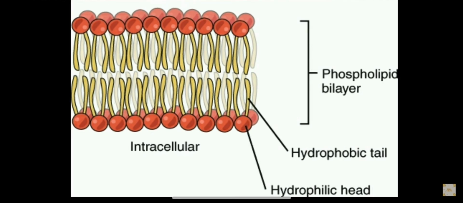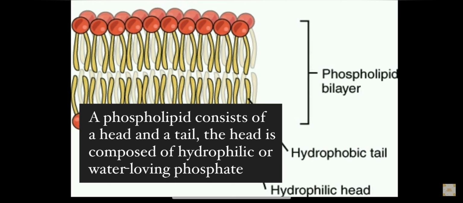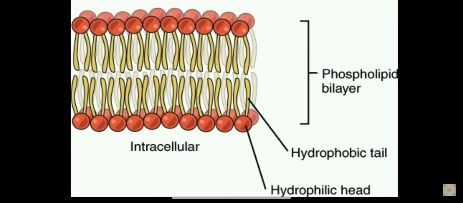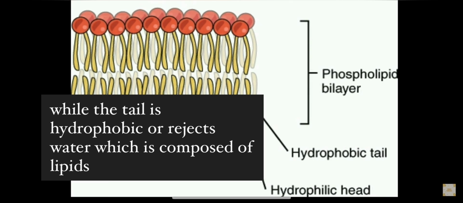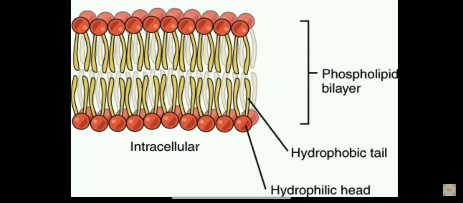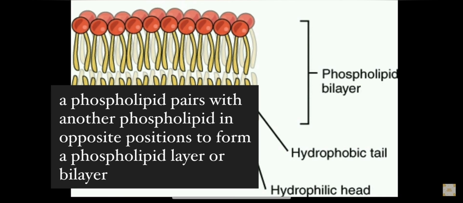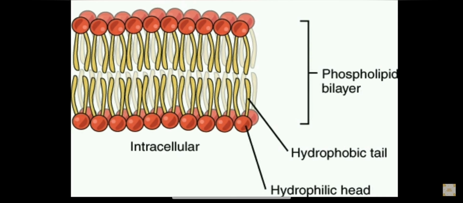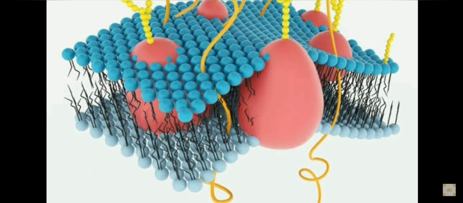One phospholipid consists of a head and a tail. The head is composed of hydrophilic, or water-loving, phosphate, while the tail is hydrophobic, or rejects water, and is composed of lipids. One phospholipid pairs with another phospholipid in the opposite position to form a layer, or phospholipid bilayer. This is a cross-section of the cell membrane.